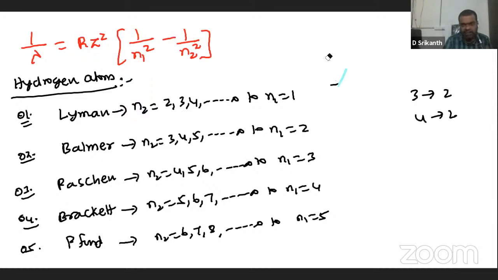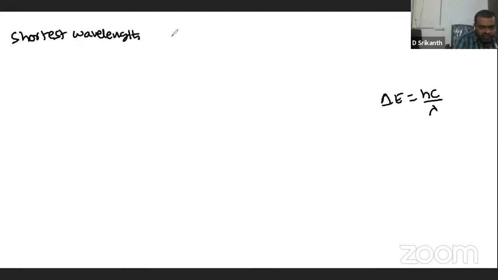These are what we have. For each series, we have a longest wavelength and a shortest wavelength. Since delta E is equal to hc by lambda, as energy is maximum, wavelength will be minimum, and vice versa. First, I'll find the shortest wavelength in the Lyman series.